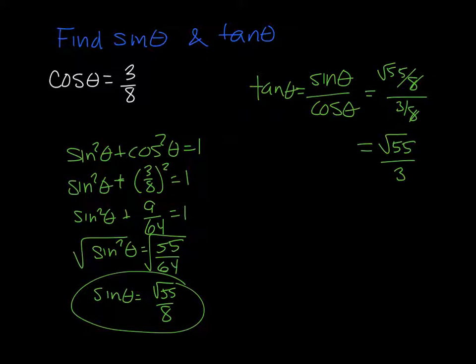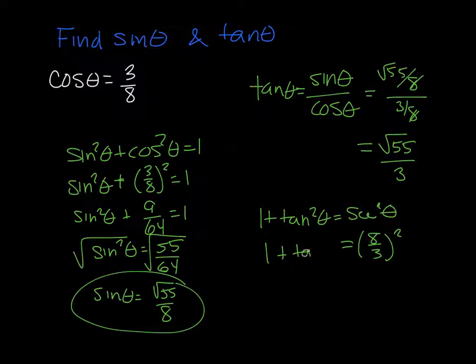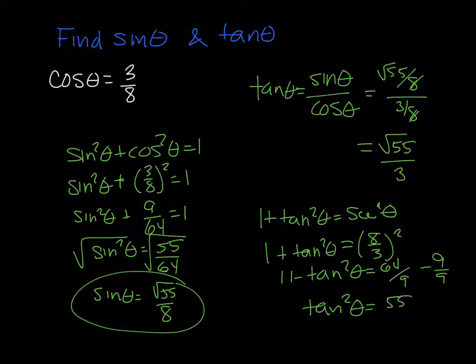We could have also used, well, that would have been kind of silly to use, but what I'm thinking of is 1 plus tangent squared equals secant squared. And secant is the reciprocal of cosine, so I could replace secant with 8 over 3 squared, and then 1 plus tangent squared equals 64 over 9, and then I subtract 1 from both sides. So that would be subtracting 9 over 9. I get 55 over 9, and then we square root both sides, and we get the square root of 55 over 3. Just like I got right here.